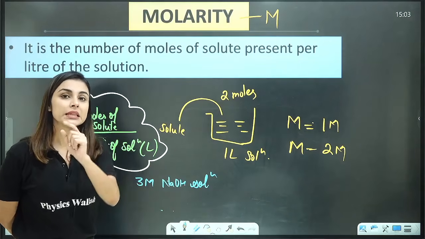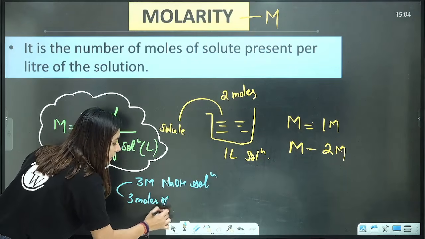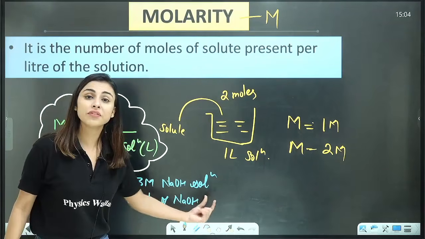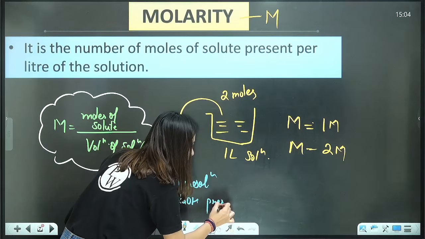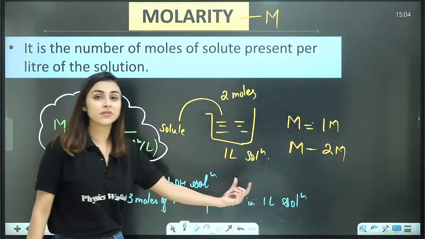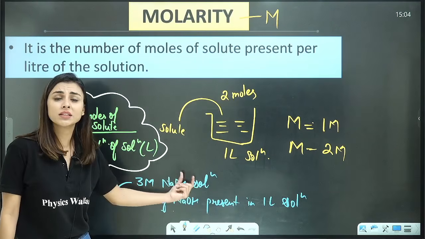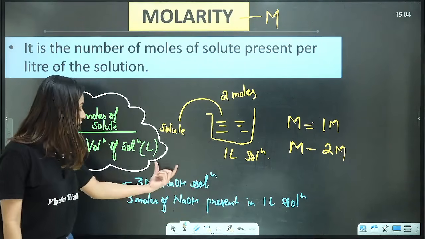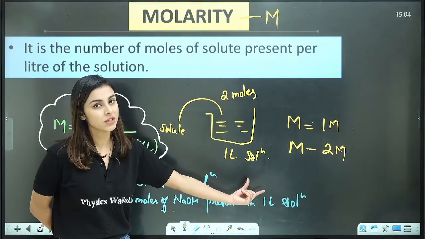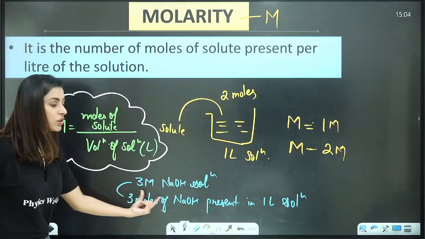What does this mean? This means that you have, my dear students, 3 moles of NaOH, because NaOH is your solute here. So you have 3 moles of NaOH present in 1 liter of solution. So whenever you are given something in this form, 3 molar NaOH solution, 3 molar KOH solution, 3 molar H2SO4 solution, you will read it as you have 3 moles of NaOH present in 1 liter of solution. Now from here you can derive hundreds of things, right?